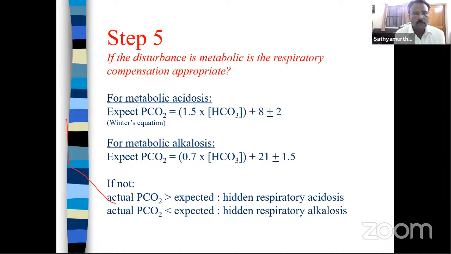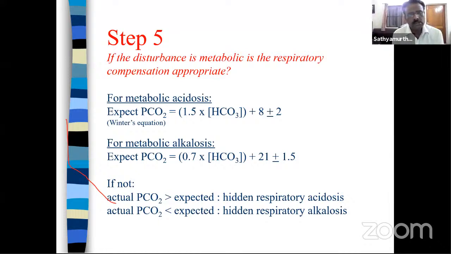step 5. That is, whenever you have a metabolic problem, what is the respiratory compensation for it? So for metabolic acidosis, your expected PCO2, here it is not delta PCO2, it's expected PCO2. It goes by what is called Winter's equation. It is 1.5 times bicarbonate plus 8 plus or minus 2. If you apply this formula, the patient's PCO2 should correlate with this. If it is not so, then the patient might have some other disorder along with the metabolic problem. That is how we come to know whether it's only a metabolic problem or there's some associated respiratory problem also with the patient.